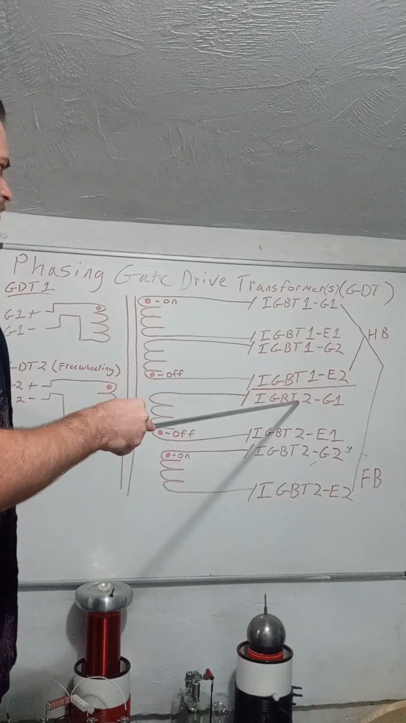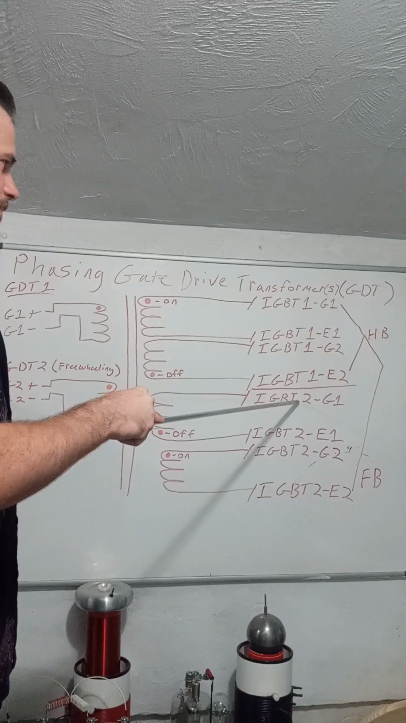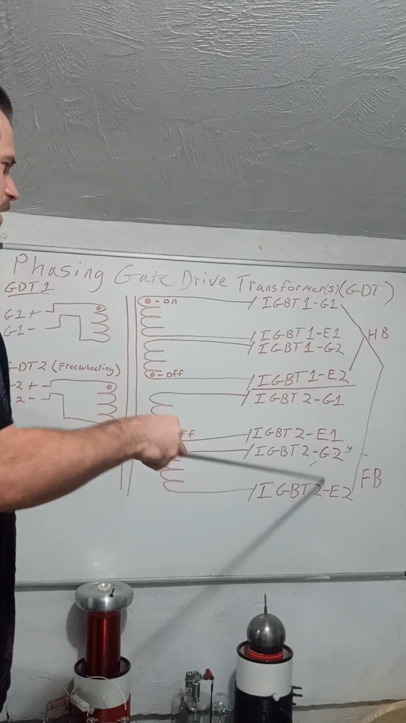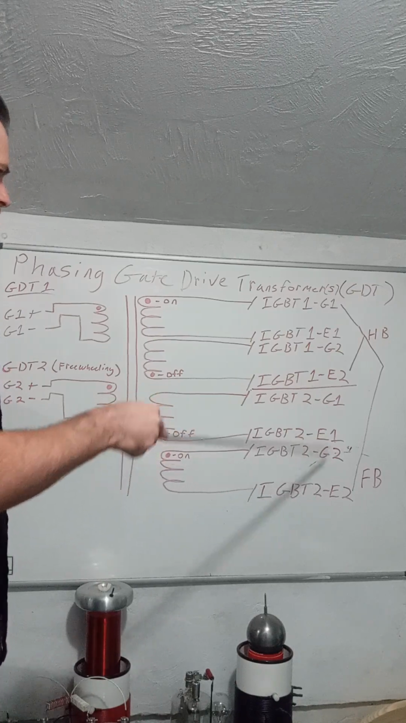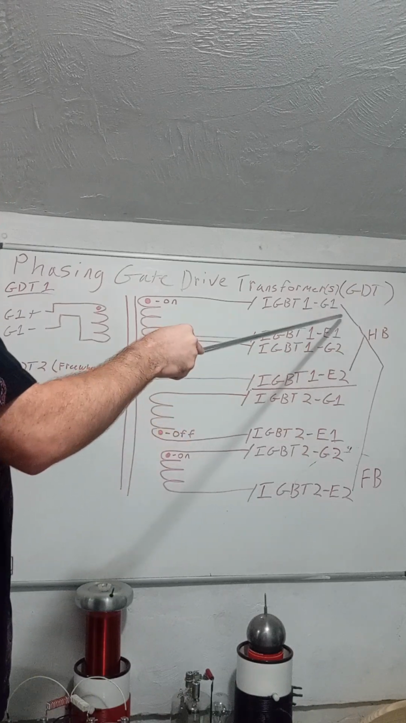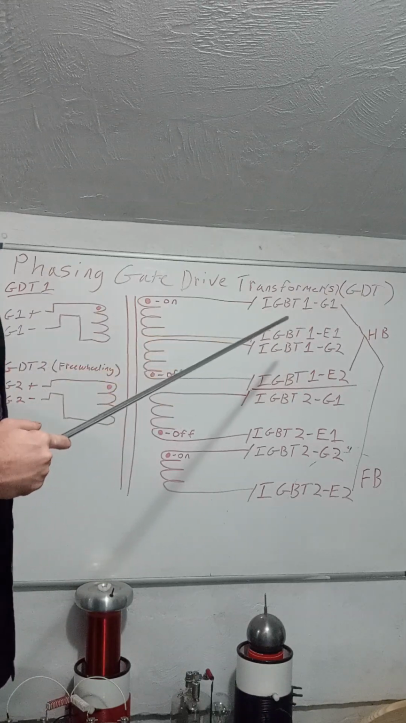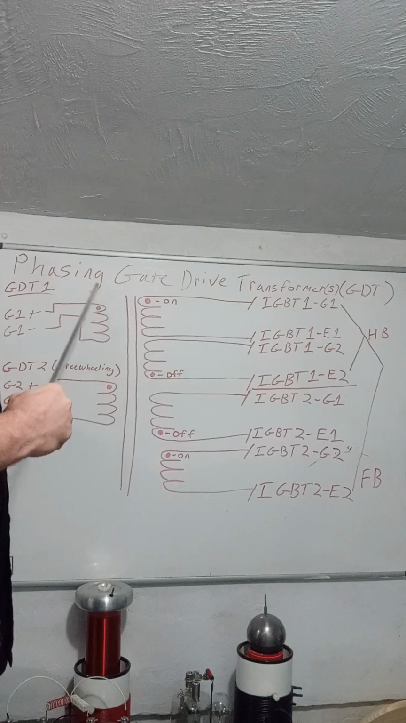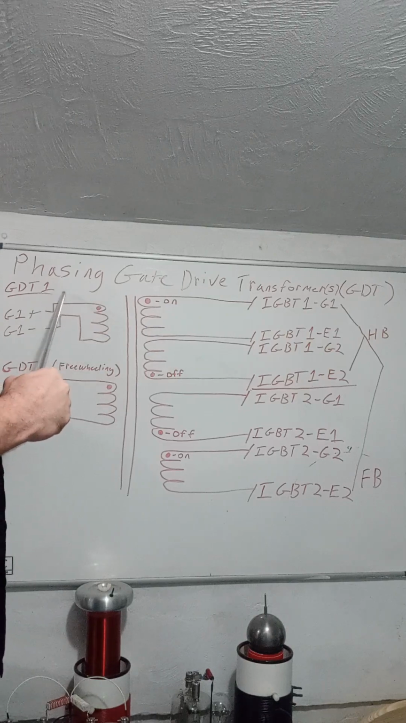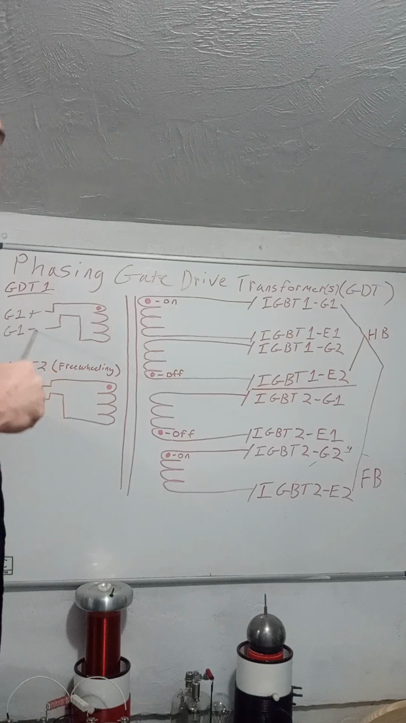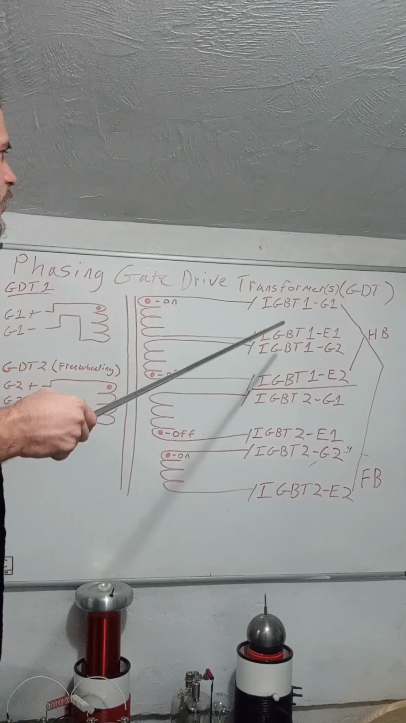So IGBT2, if you're using a full bridge system, then you're going to have gate 1, emitter 1, gate 2, emitter 2 on your second IGBT as well. So we're going to be covering a half bridge system. With your GDT, usually you have 3 wires. They're all wrapped around the GDT, but one wire goes to your positive and negative on the GDT output from your driver, which I'll show you on the full bridge system.